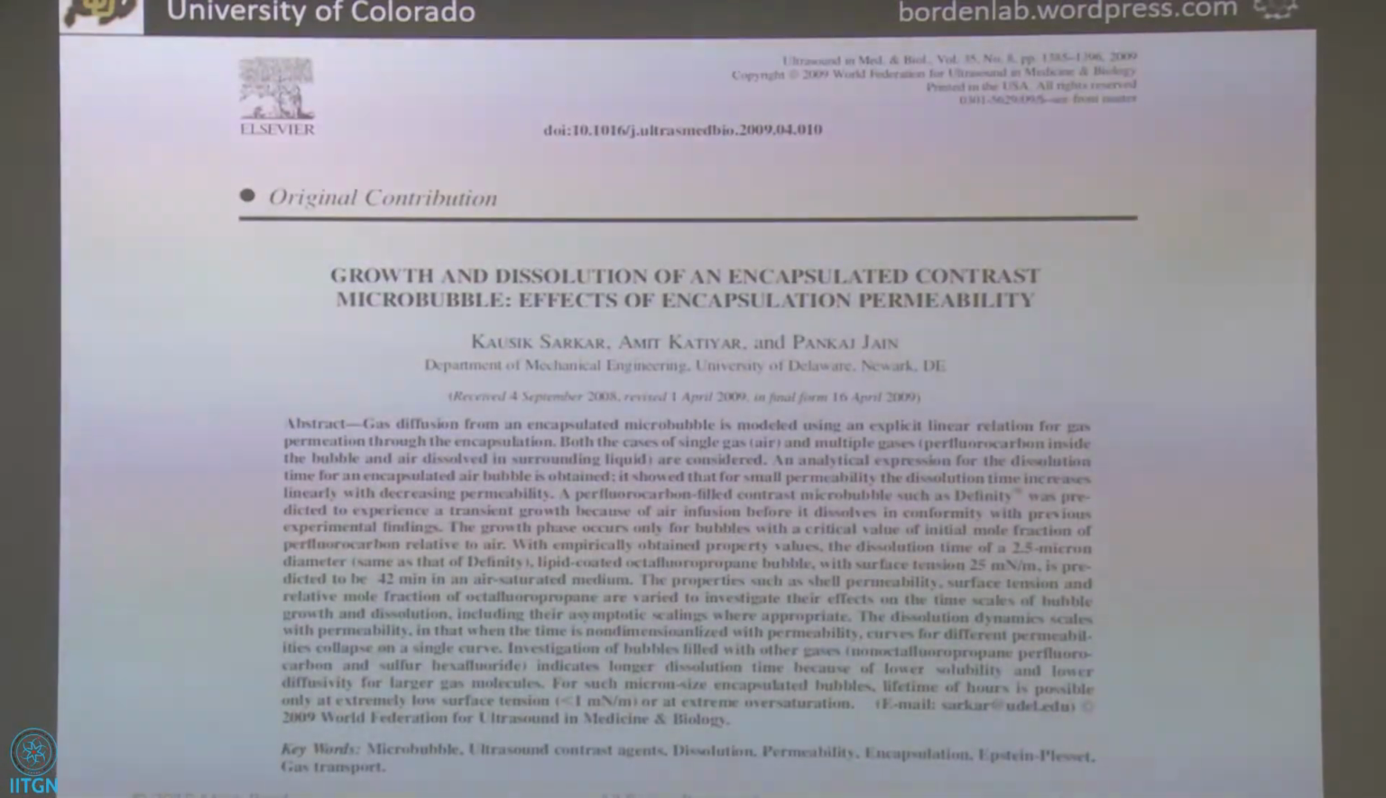Okay, so there's been some other modeling of microbubbles that goes beyond what my lab has done. A nice paper that came out in 2009 was from Kausik Sarkar's group. This time it was at Delaware, but now he's at George Washington University. He takes into account the effect of encapsulation, in particular the permeability of the encapsulation.